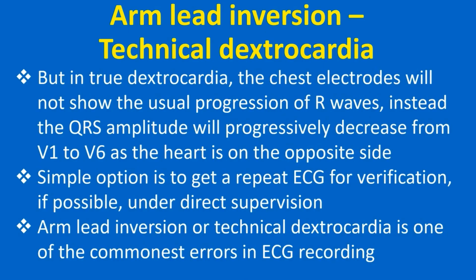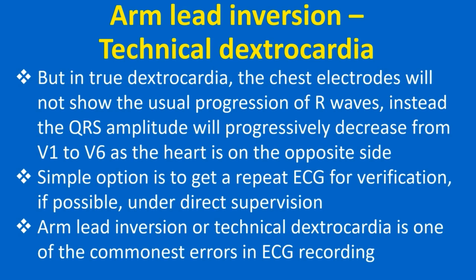In true dextrocardia, the chest electrodes will not show the usual progression of R waves. Instead, the QRS amplitude will progressively decrease from V1 to V6 as the heart is on the opposite side. A simple option is to get a repeat ECG for verification, if possible under direct supervision.